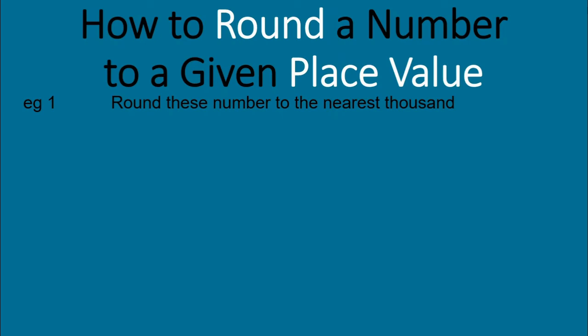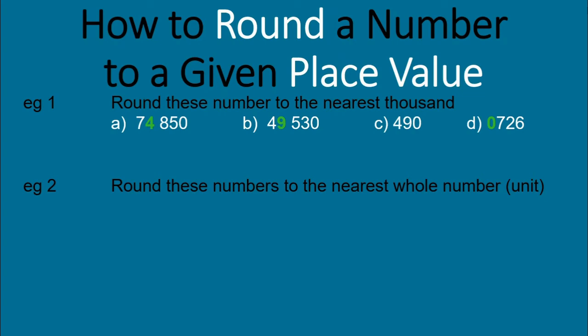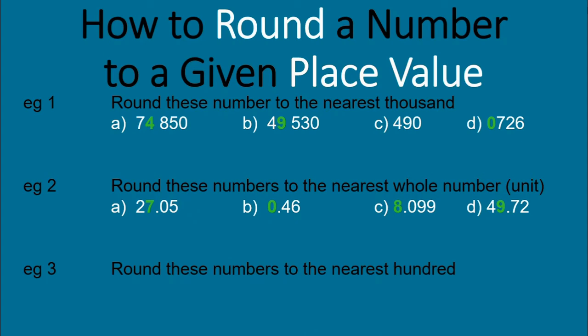Let's have a look at a couple of examples. So round these numbers to the nearest 1,000. Go ahead and try that for yourself. Now round these numbers to the nearest whole number. That's to the units position. Go ahead and try those. Now round these numbers to the nearest 100.